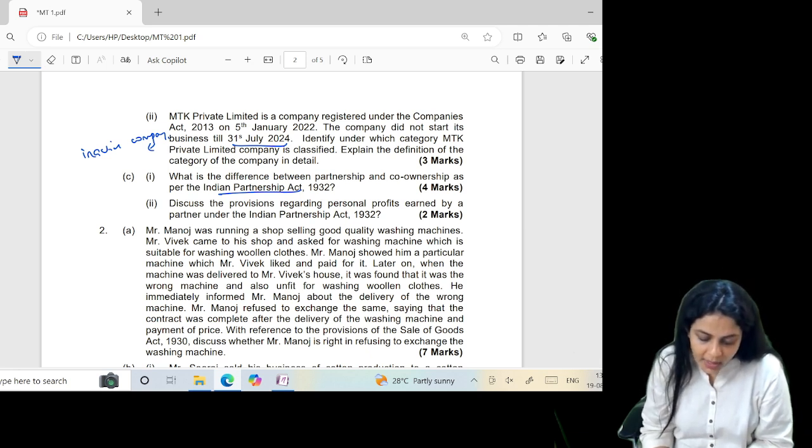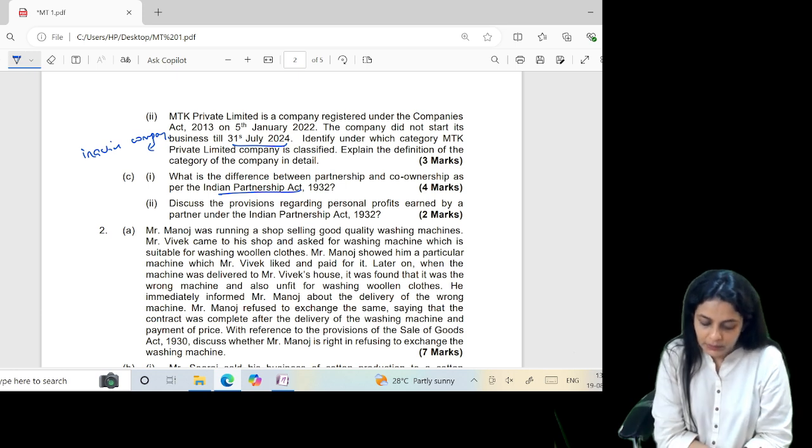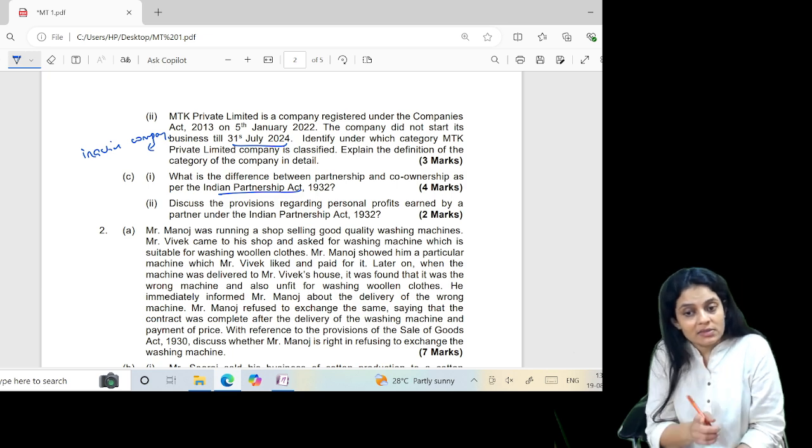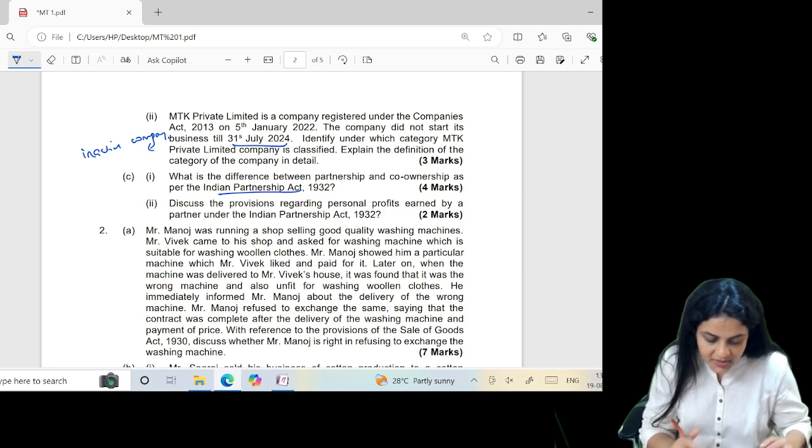Discuss the provisions regarding personal profits earned by a partner. If a partner earns any personal profits from any transaction of the firm, or by using the name or assets of the firm, or from any personal business competing with the firm, he must give a share of it to the other partners.